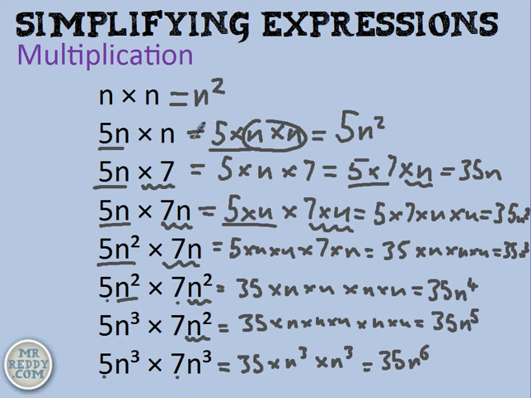Okay, there's another video coming up next week where we'll be multiplying and simplifying expressions where there are two different variables. So for example, if that n was not an n but an m, 5n times m, that's the kind of thing we'll be learning about in another video.